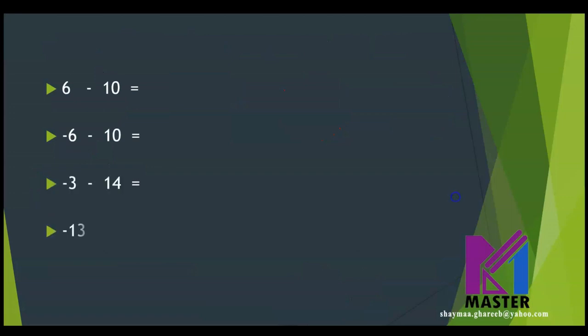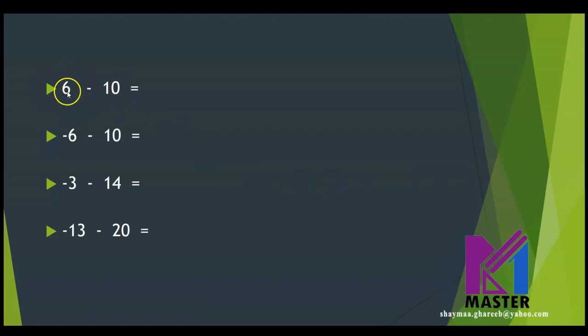Look at these examples here. We have many examples for subtraction operations. The first one, 6 minus 10. We said before, in subtraction, we count backward. So if we start with the 6 and then count backward by 10, we are going to reach number -4. So let's do it together.